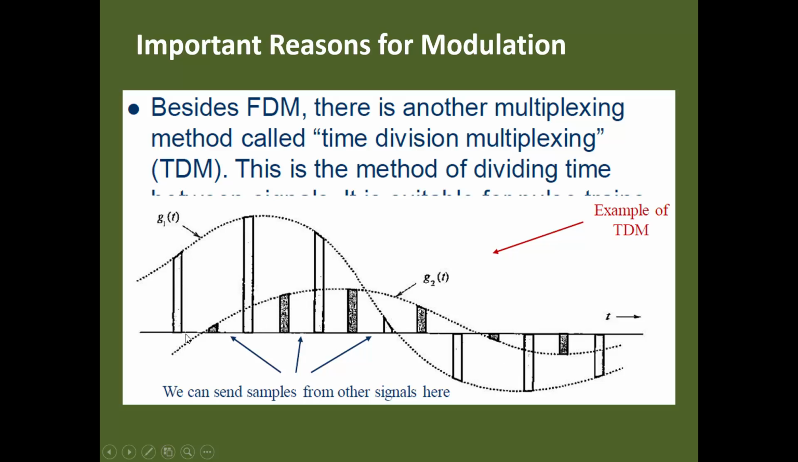Within a time span, every channel will be allocated time instants. So we can send samples from other signals here. If g1(t) is one signal and g2(t) is the other signal, the sampling instants of g1(t) are this one and this one. We can place the sampling instants of g2(t), the other signal, in between the sampling instants of g1(t). This is known as time division multiplexing. All right, so this we can also use.